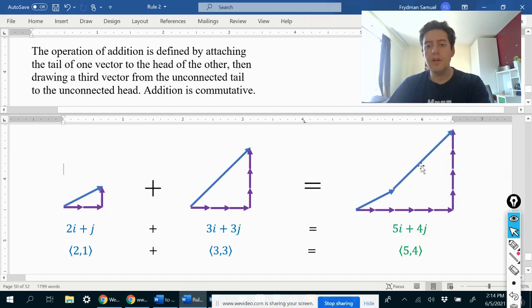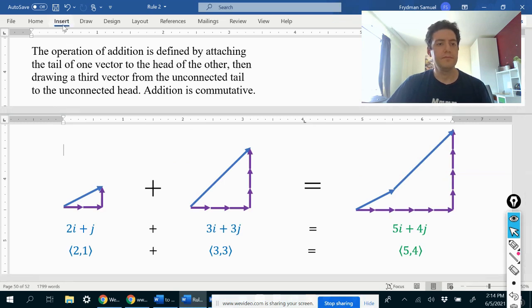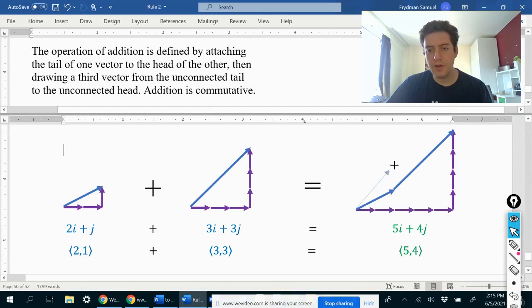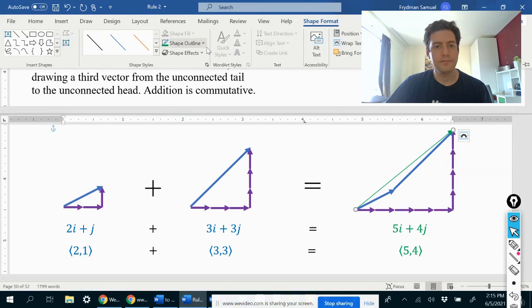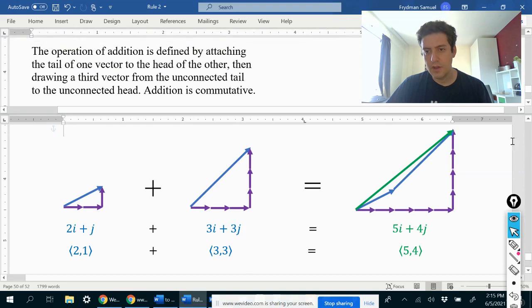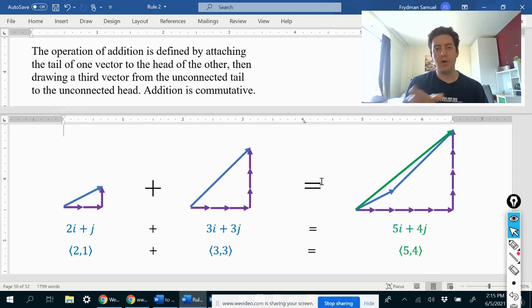All right, so the sum vector would be from here to here. Let's make that a little thicker so you can see it better. This green vector over here would be the sum of these two vectors. So we just added it using this strategy. But if we know the components of the vectors, then we could have also simply added them component by component.